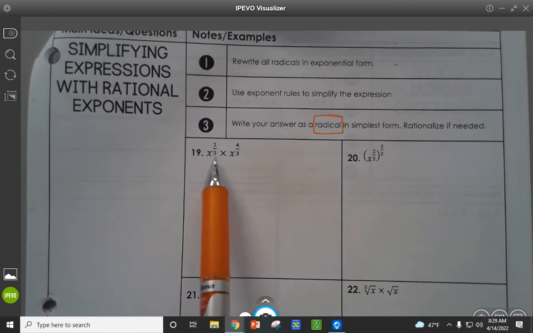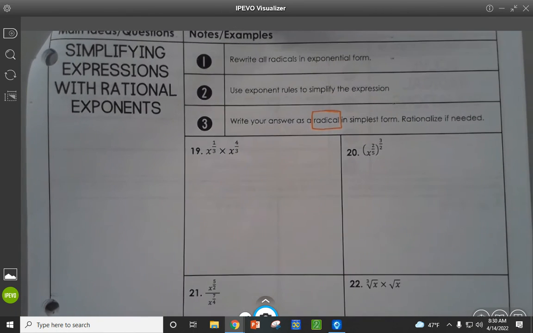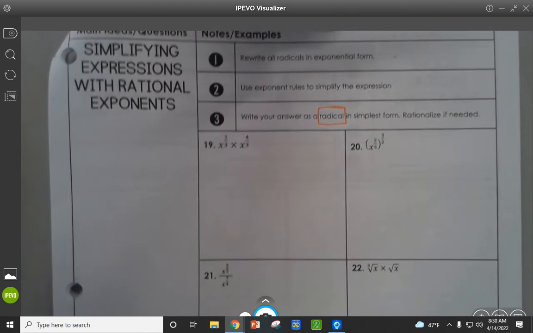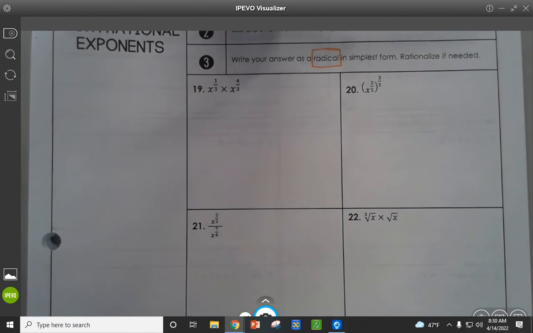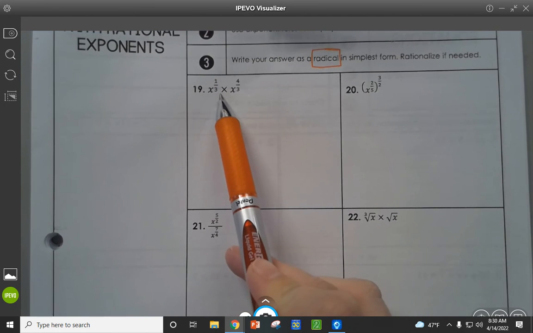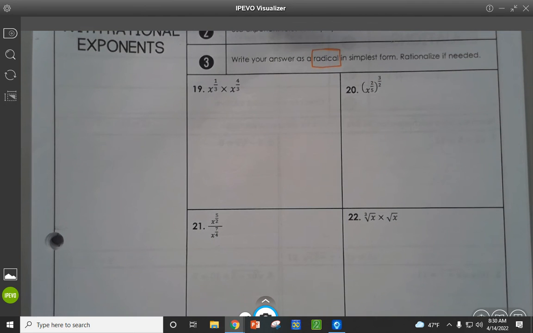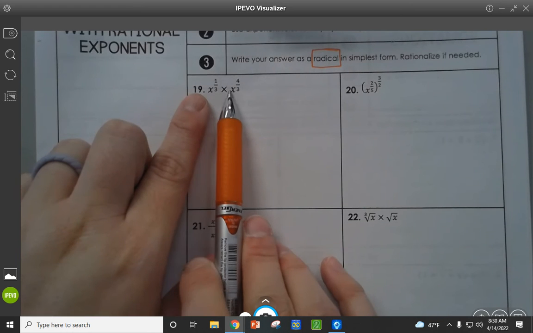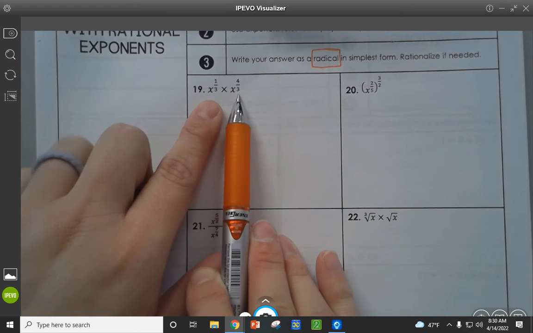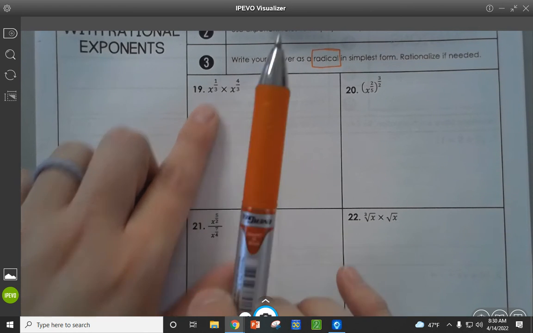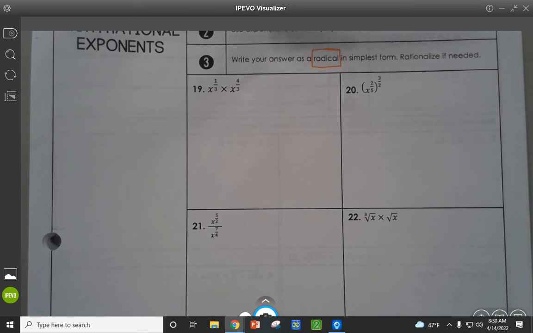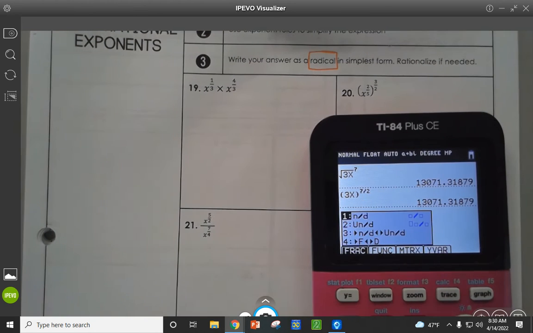So number 19, we have exponents to start with. It's in exponential form. When you are multiplying, what are you supposed to do with the exponents? What does that exponent rule say to do? Add them. When you are multiplying variables, you add the exponents. 1/3 and 4/3. Can you add those easily? Yep. If you don't know, use your calculator.